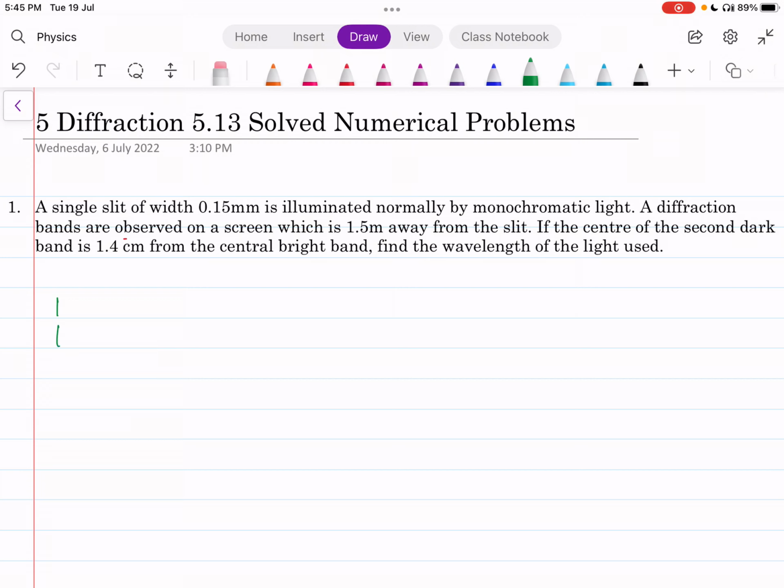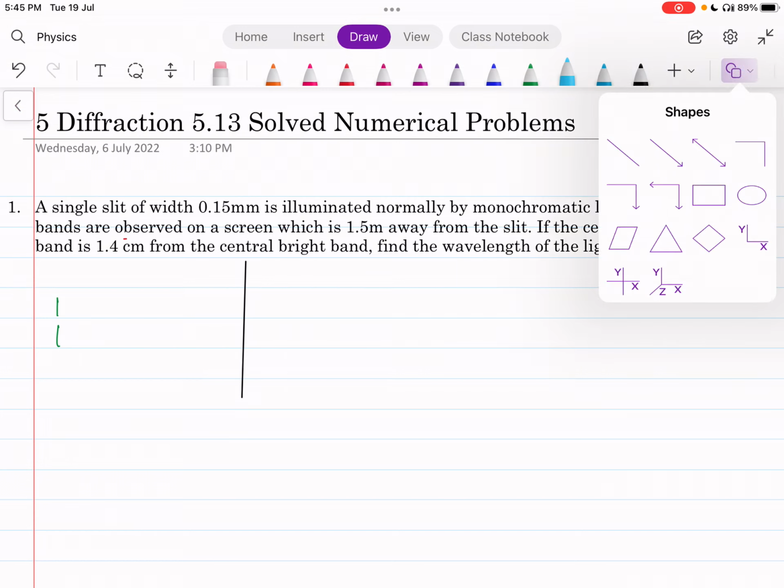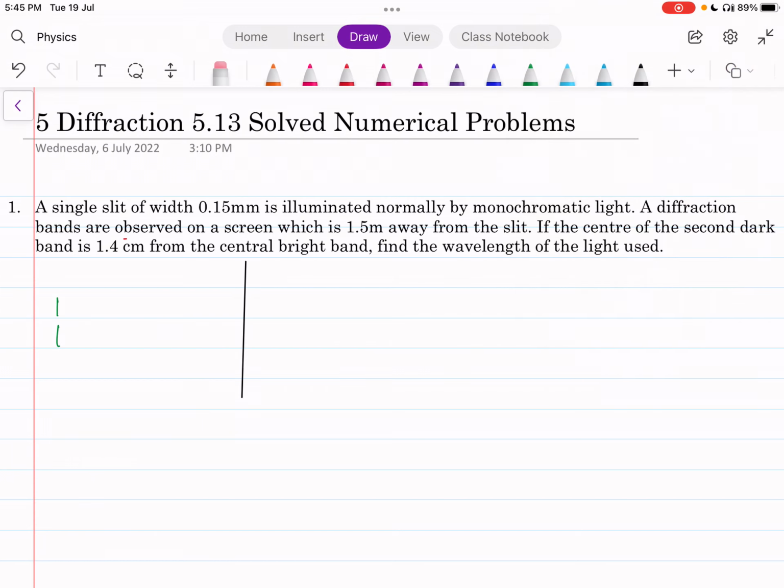This one is the single slit, and here is the screen. And on the screen, we get central maxima at this point. Then there is a first minima, first secondary maxima, and then second minima, and so on. So at this point here, we get the second minima.